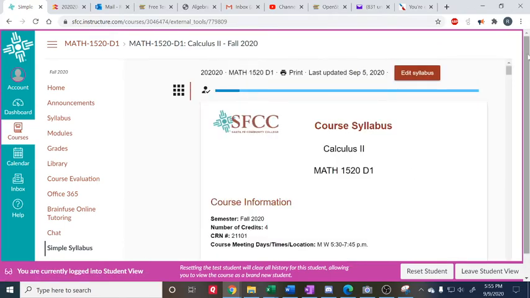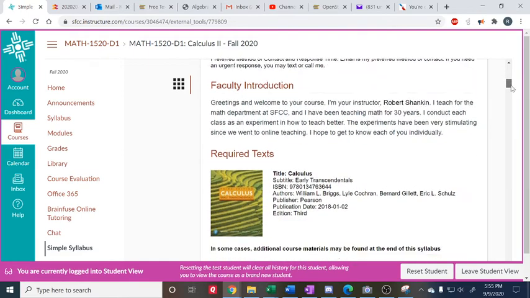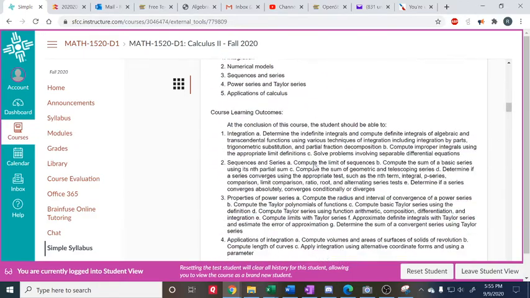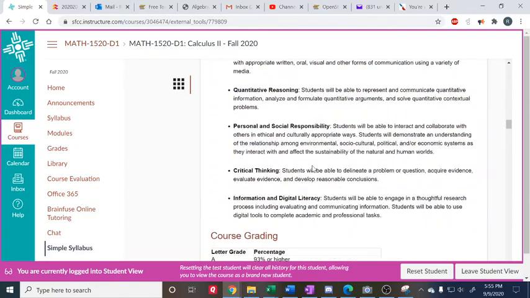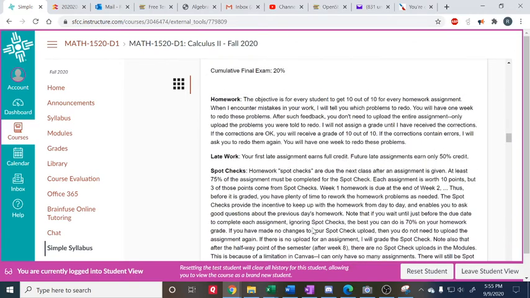It has a lot of the basic information, the textbook, and how you're going to be graded. Typical grading scale for the school. You see 40% of your grade comes from homework, 40% from exams, 20% from the cumulative final exam.